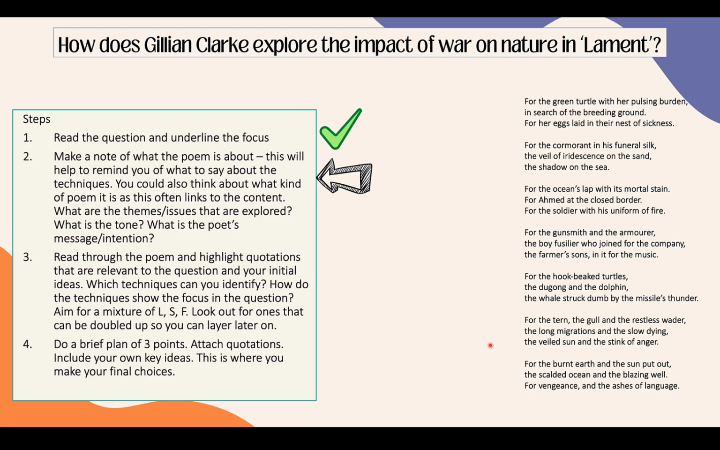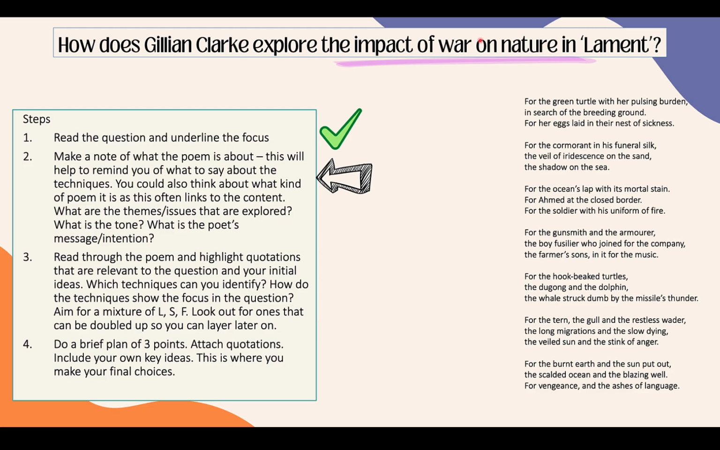Okay, so let's have a look at the question. So like I said, you read the question and you underline the focus, and the focus obviously here is the impact of war on nature. Now obviously the how here is your methods. How does she explore it? Well, she explores it through a metaphor, through the idea of, and everything that we say now has to be about nature and the impact that war has on nature.